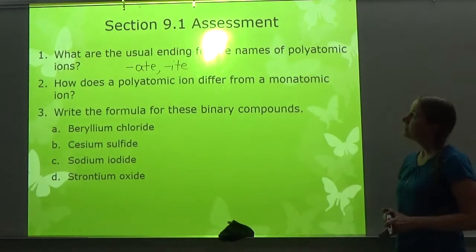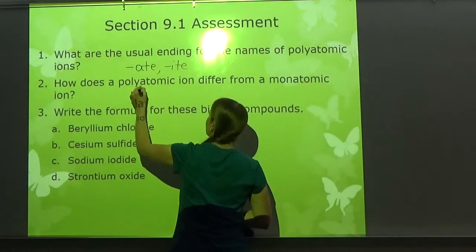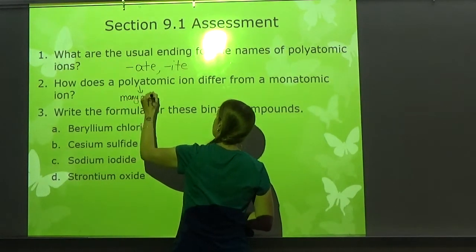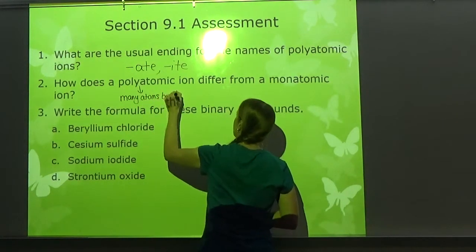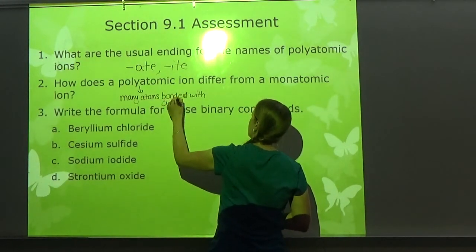So number 2, how does a polyatomic ion differ from a monatomic ion? Well, a polyatomic ion is many atoms bonded with a charge.